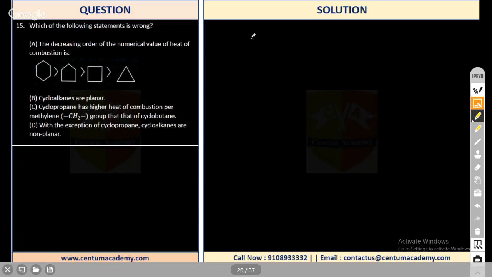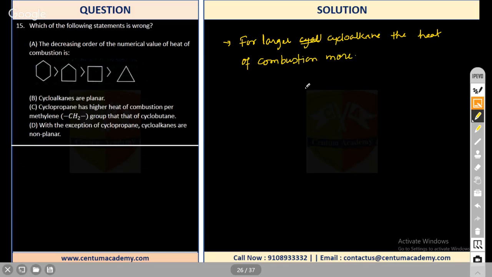See, first of all, heat of combustion, two things you understand. Okay. For a larger cycloalkane, I'll write down, for larger cycloalkane, the heat of combustion is more. So basically we say what? Heat of combustion per CH2 molecule increases, like this one, right? So this one is also right and this one is also right.